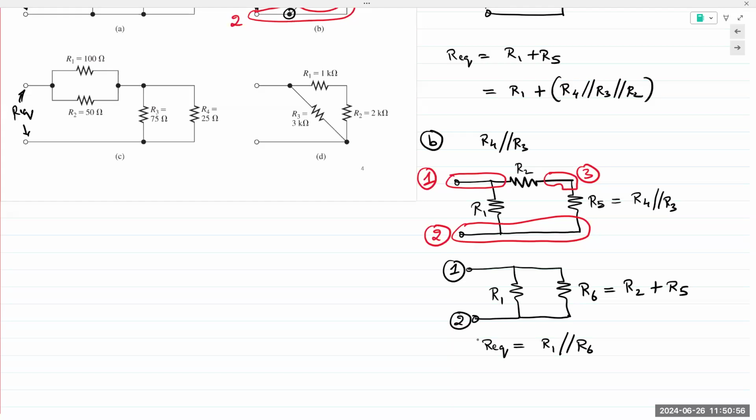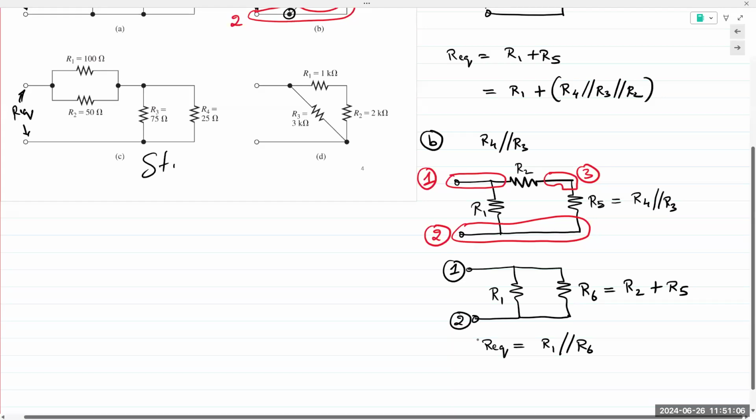All right, let's take a 10-second pause. Let me know if you have any questions. I will leave C and D for students to practice. And then what I want to do is show you a technique that would work on most circuits.